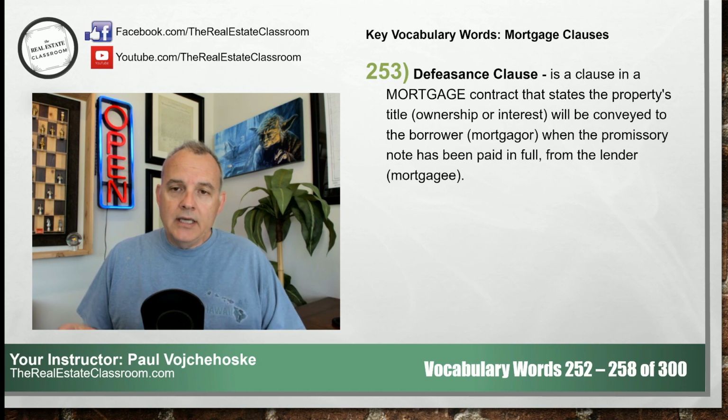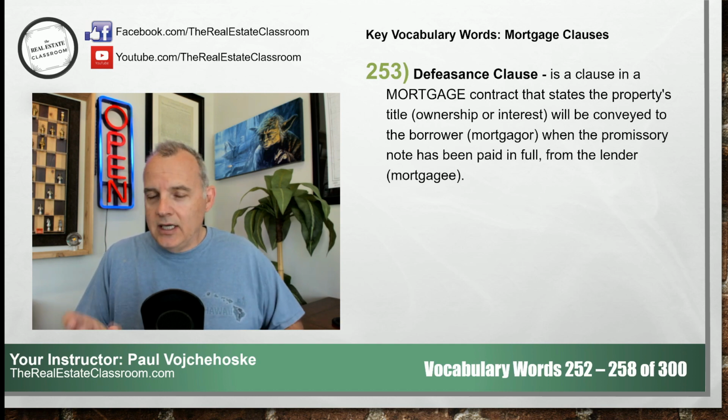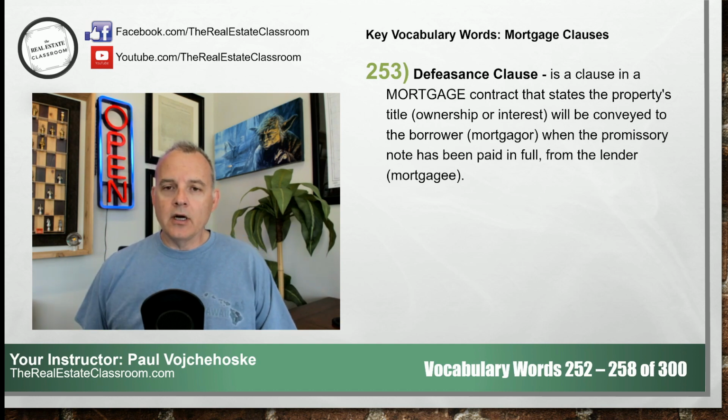Then what it means is this particular clause defeats at that point, because remember, the promissory note, all the terms and conditions have been completed. It defeats that lender's interest in the property. The key word here is defeat. That's why we call it a defeasance clause. It essentially is there to protect the borrower.